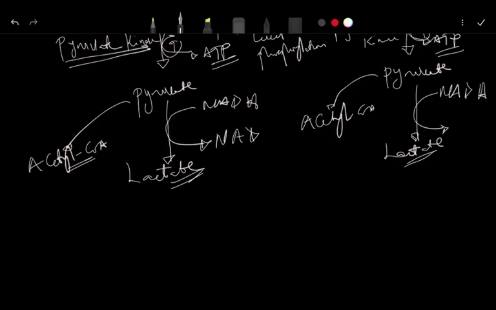NADH, and we form what? NAD. Are you there with me? So that is it. The NADH formed at step 5 is utilized to convert pyruvate to lactate for the case of anaerobic glycolysis.